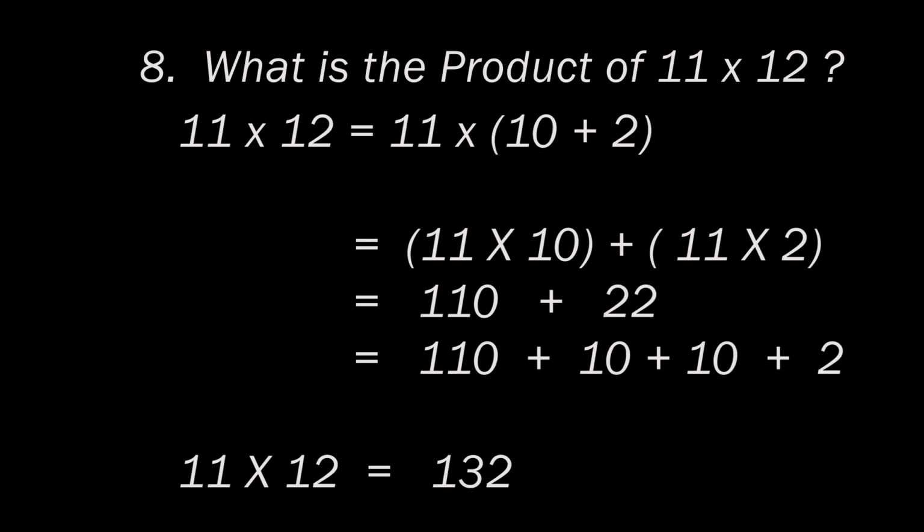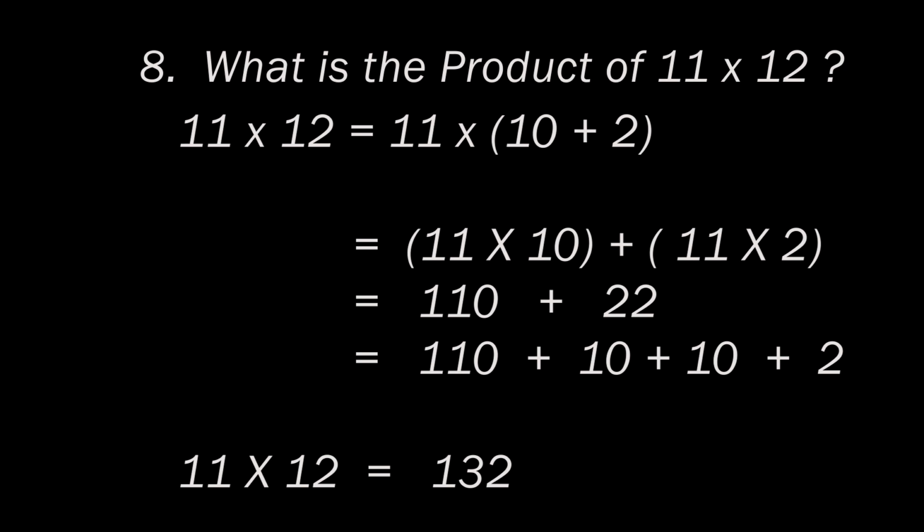What is the product of 11 times 12? 11 times 12 equals 11 times bracket 10 plus 2 bracket. We change the 12 to 10 plus 2. Now we must multiply 11 times the 10 and 11 times the 2. So we'll have bracket 11 times 10 bracket plus bracket 11 times 2 bracket.